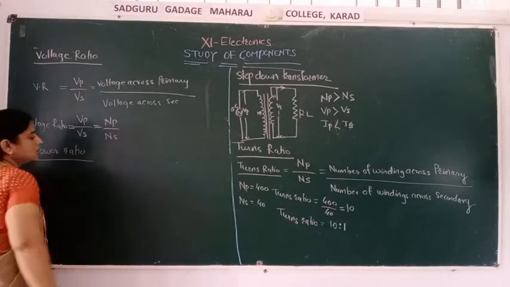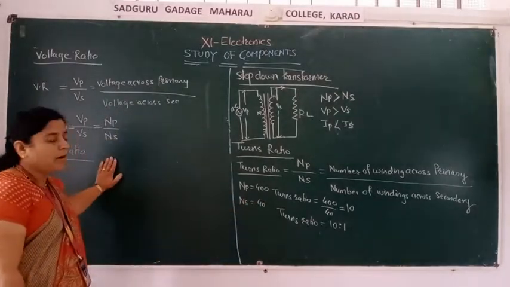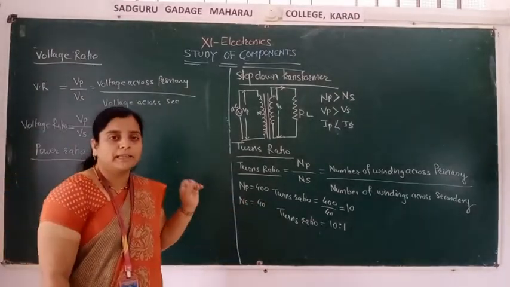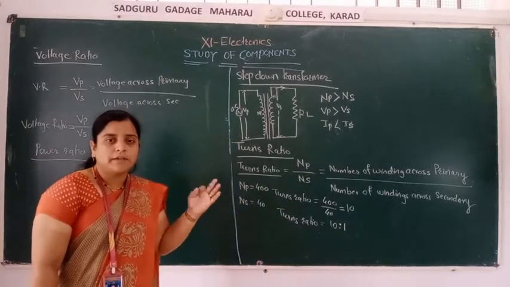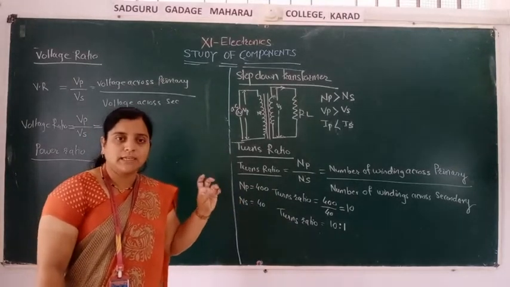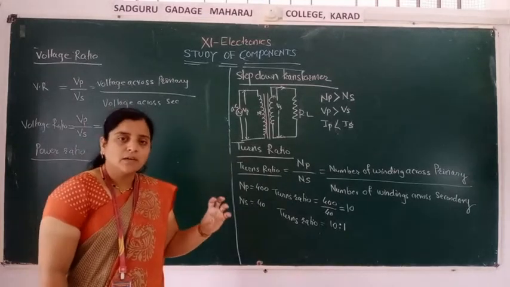Power means what? What do we say power is? What does power include? Voltage is known, current is known. Then what is power? Power is nothing but which includes voltage and current and frequency. All these things are included in one thing. It's called the power.